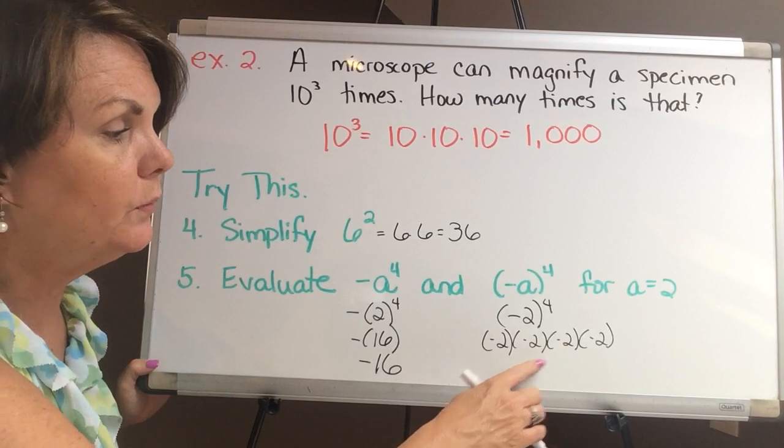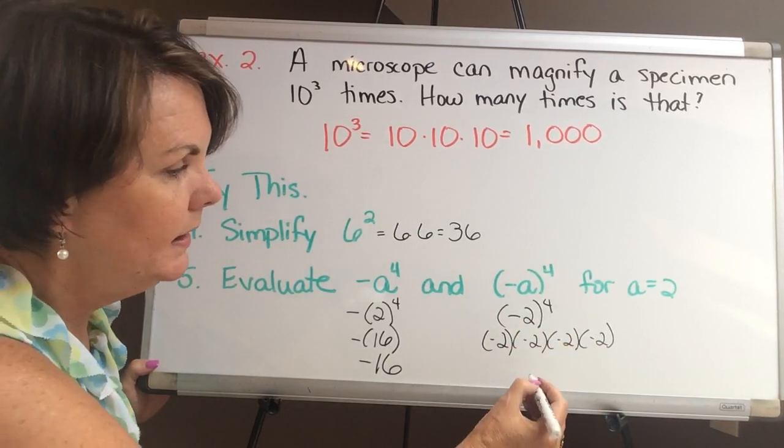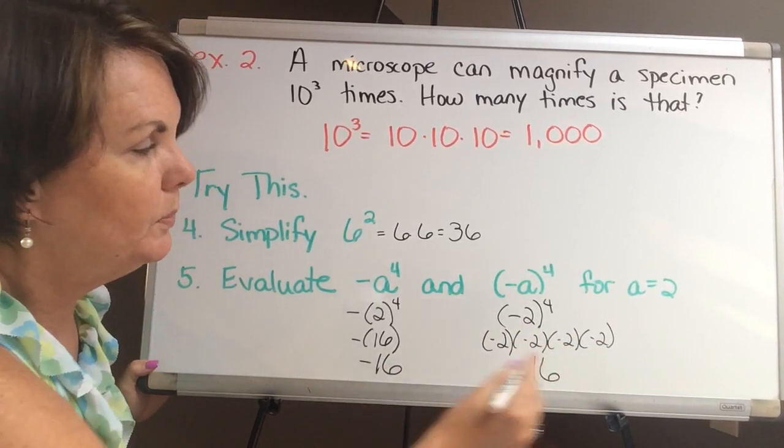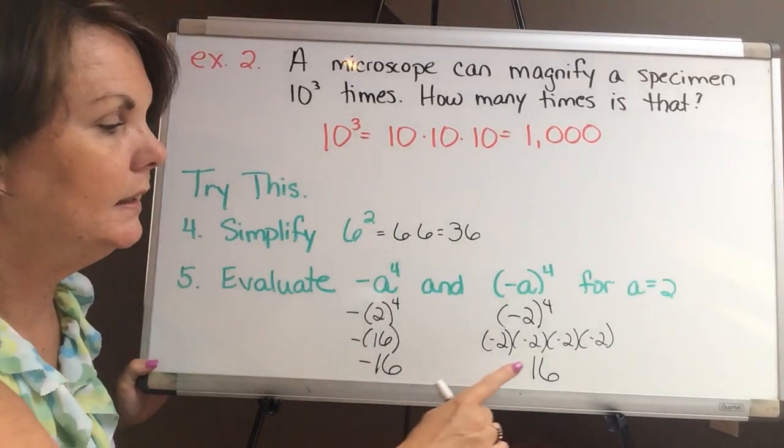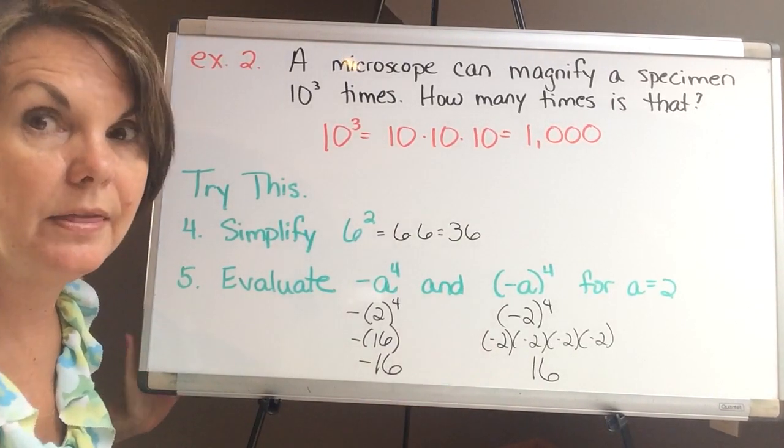So 2 times 2 is 4, times 2 is 8, times 2 is 16. This answer is 16. So be careful. Here it's negative 16, here it's positive 16, and they are tricky.